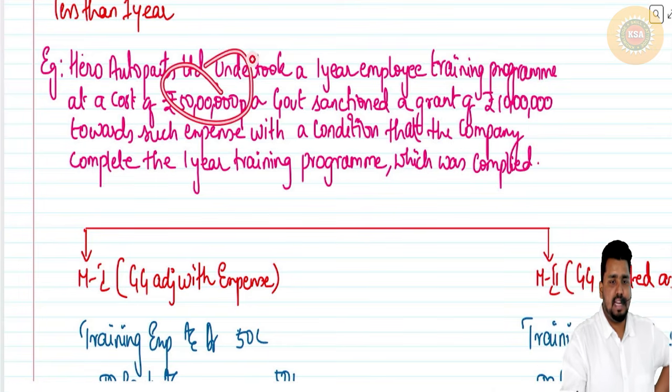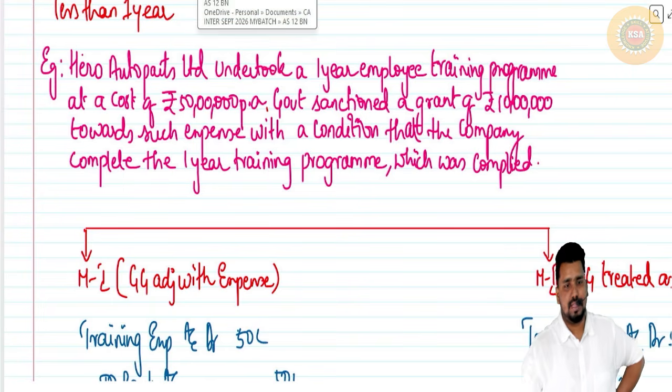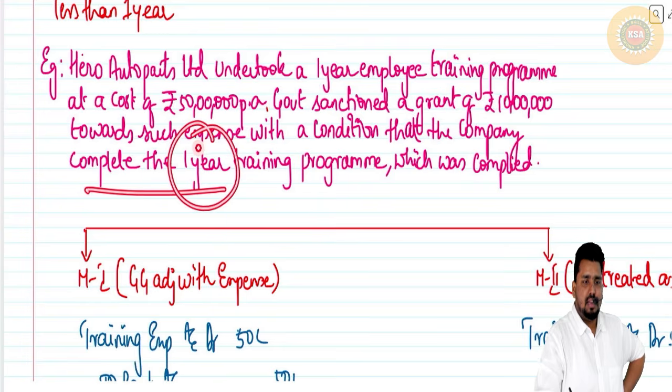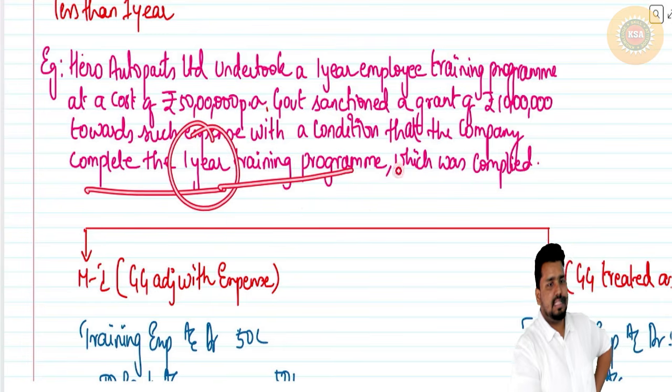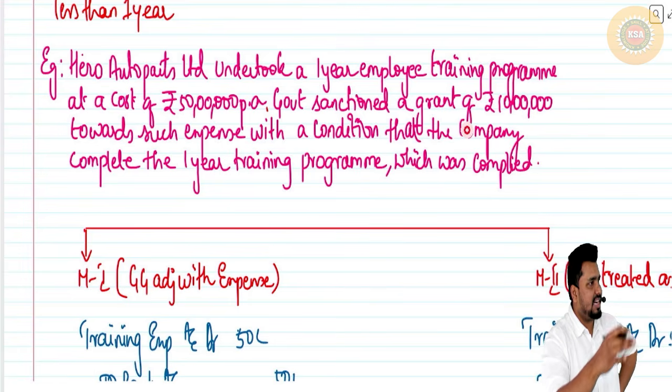How much are we spending in a year? The government sanctioned a grant of rupees how much? 10 lakhs towards such expense, with a condition that the company completes the 1 year training program. This 10 lakh relates to 1 year only. Is DGG required or not required?